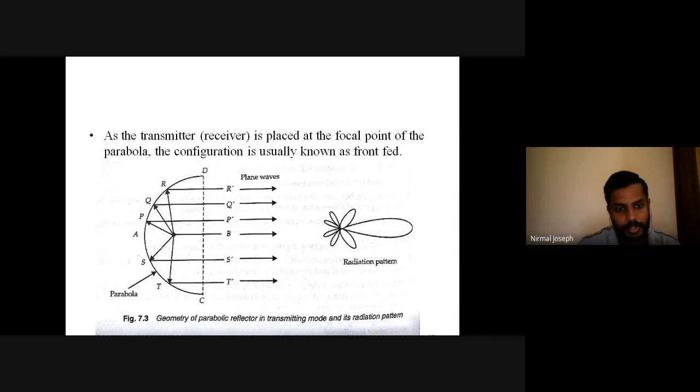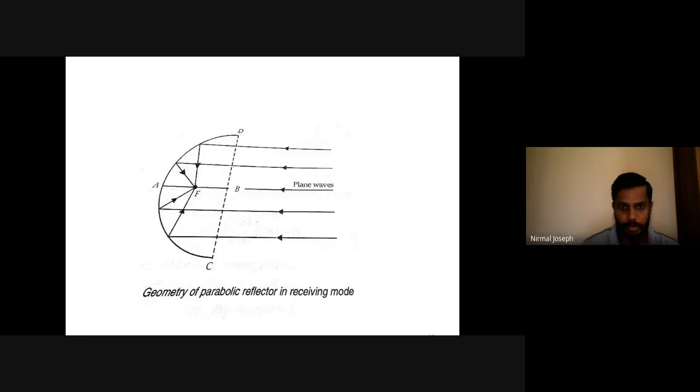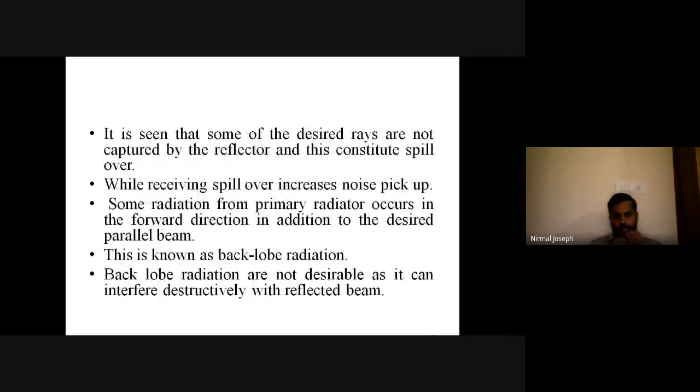It is not necessary that it should radiate towards the paraboloid itself. It can radiate towards the backward direction also. That is a problem here. That is known as back lobe radiation. Those radiations are not reflected by the parabola. Instead, they are the back lobe radiation of the antenna itself. You might remember we have studied back lobes, front lobe, back lobe, side lobes and all. This is that thing, the back lobe radiation.